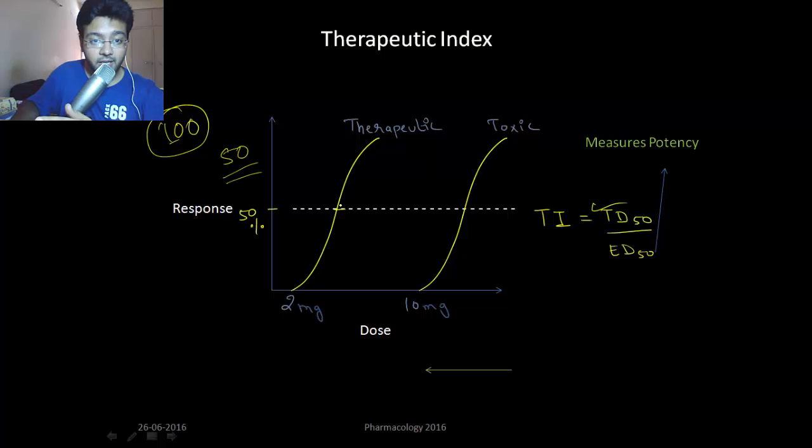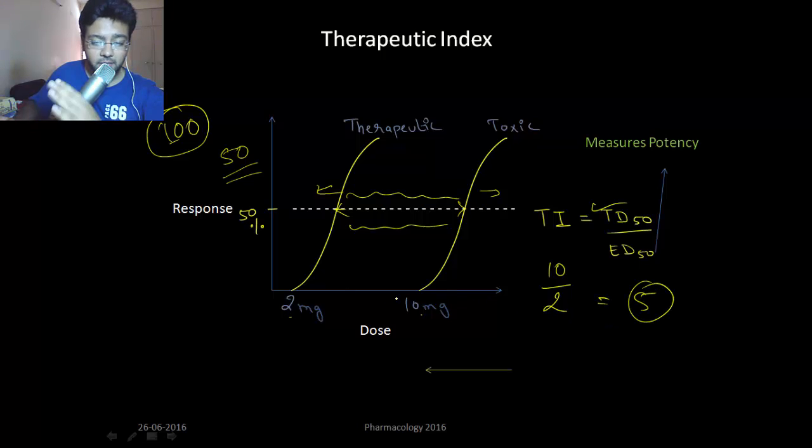That means you have to give the dose in this range only. This is the safe range. Don't go beyond this or below this, right? This is the safety range. This is also called the therapeutic index. So for this given drug, the therapeutic index is 10/2. Toxic dose 10 and effective dose 2, we get 5. That means if the normal therapeutic dose of a drug is 2 milligrams, you could increase its dose up to 5 times. You cannot increase more than 5 times.